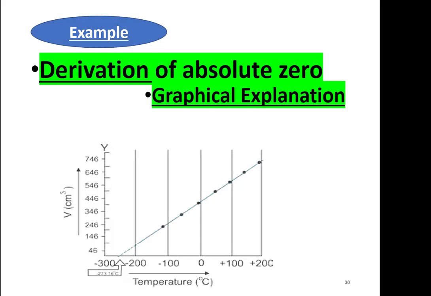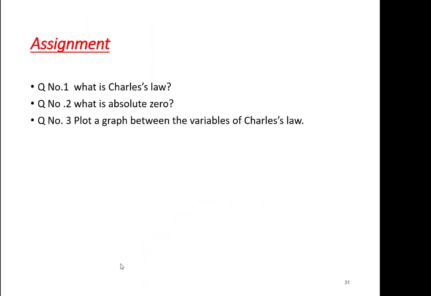Then you learned about the graphical explanation of the variables of Charles' law, that is temperature and volume. And you learned that we have to plot a graph between temperature and volume. Temperature on the x-axis and volume on the y-axis, a straight line is obtained. This straight line cuts the temperature axis at minus 273.16 degrees centigrade, and this is the lowest possible temperature at which a substance remains in a gaseous phase.